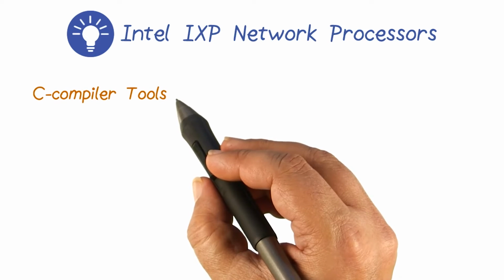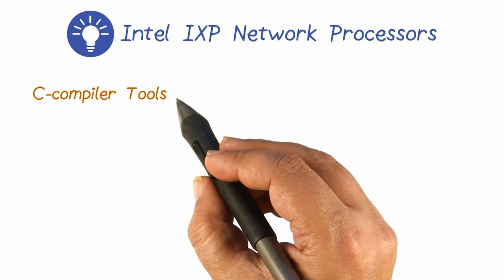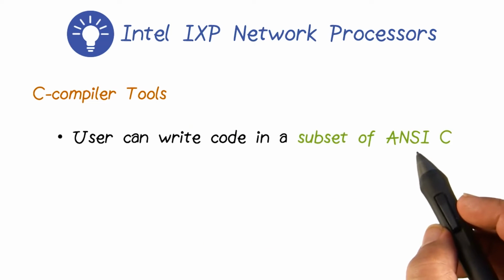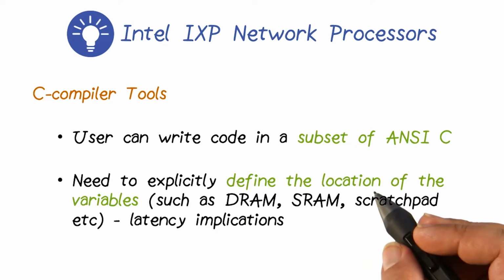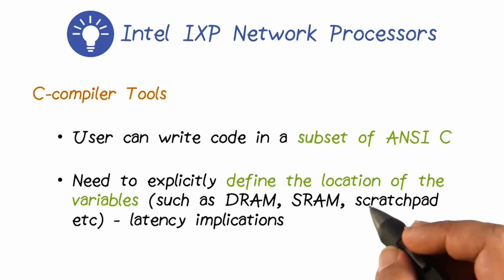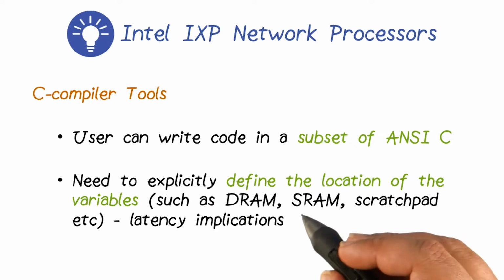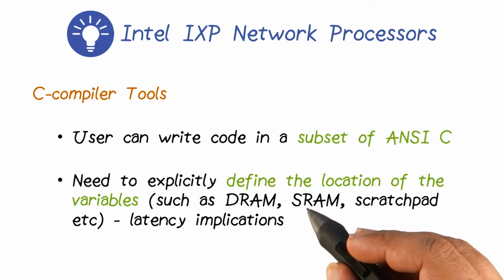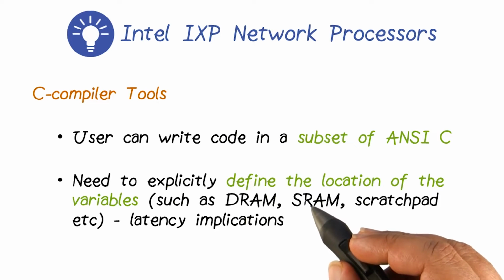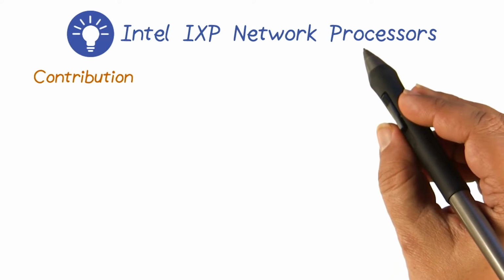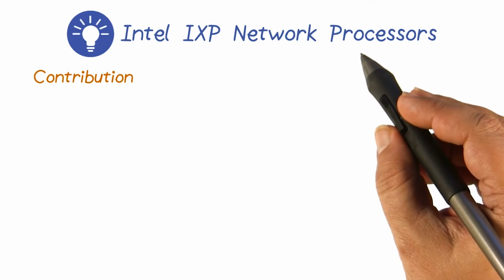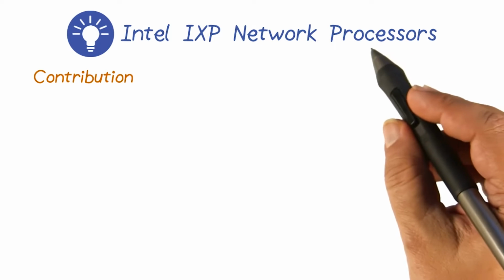In particular, the users had to use C compiler based assembly kind of tools. The users used to write this code in a subset of ANSI C. Moreover, they used to define the location of the variables such as DRAM, SRAM, scratchpad, registers, which had huge implications in terms of latencies. And having such poorly written code could mean a very inefficient execution because of the very high latencies involved. So this particular work solves a very important problem of register allocation for these network processors.